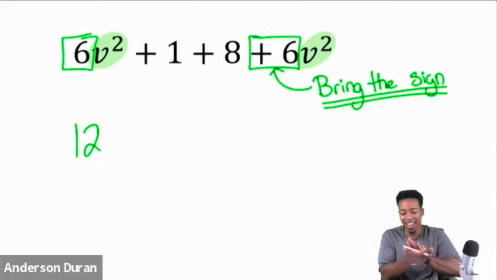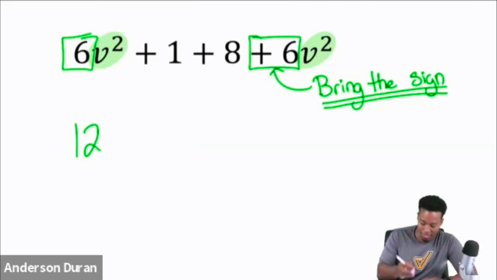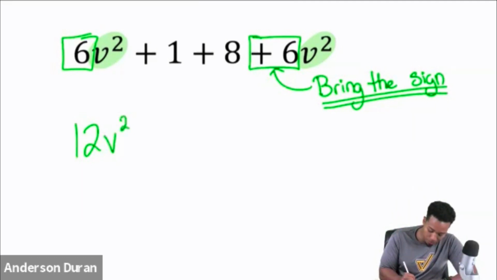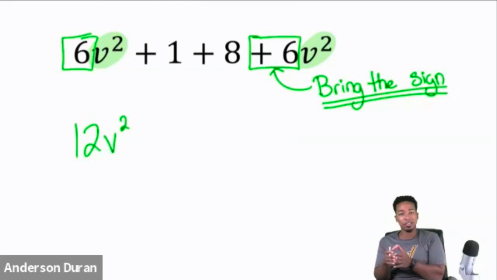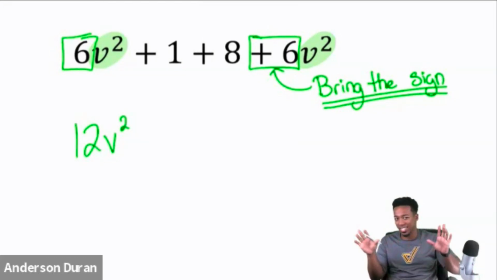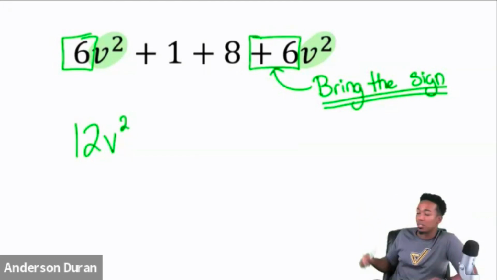There we go. I got y'all locked in. Yep, V squared. Exactly. Remember that the variable stays the same when you're adding and subtracting like terms. It's like saying, hey, I got 6 of these V squareds. I got 6 of those V squareds. I got 12 of them now.